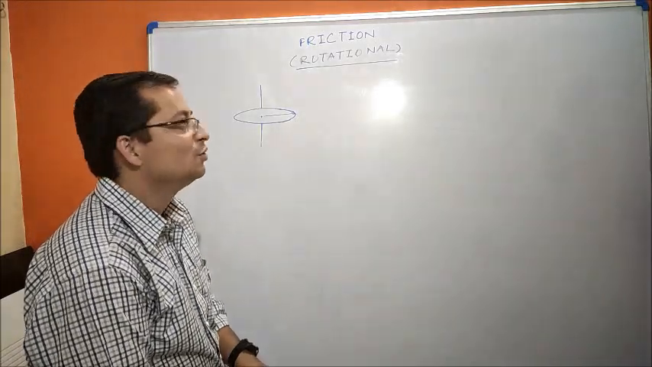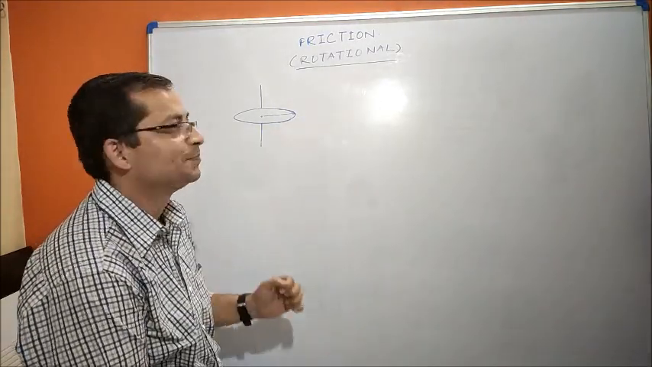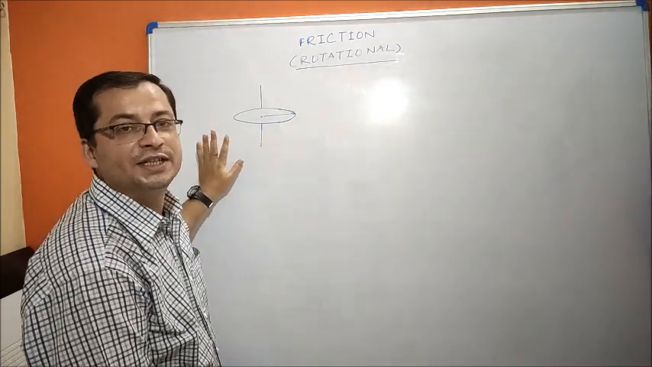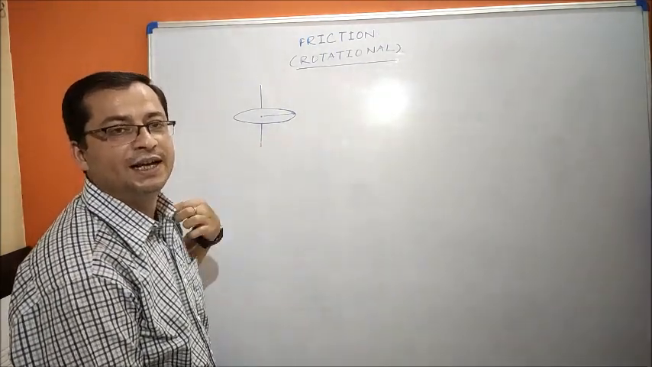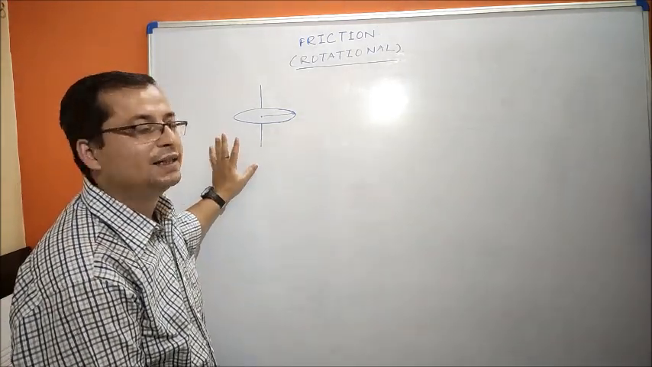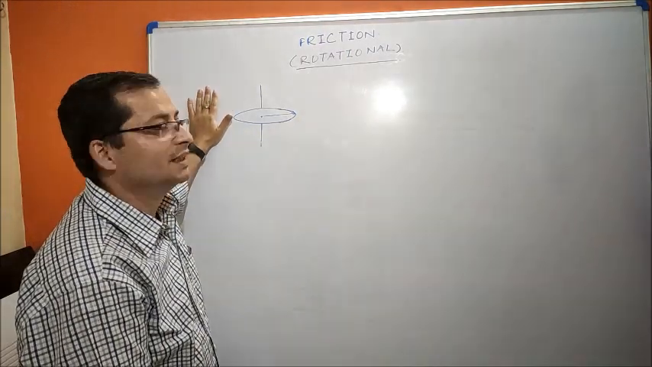Hello children. So what we are going to discuss today is the concept of friction in the case of rotational motion, right? So when an object is rotating and if it experiences friction and that causes change in the motion, that concept we are going to deal with over here in this case, right?